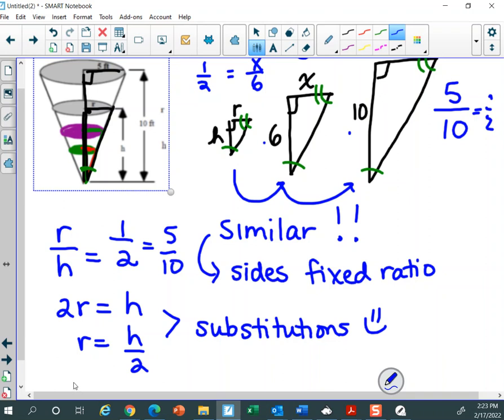in my formula. Okay, here's the nice thing. Once we've fought through this cone problem, all the cones are the same. They're not all 1 to 2, but there's always a fixed ratio. So if I'm doing a cone volume problem, I can always start with figuring out, well, what's the relationship between R and H?